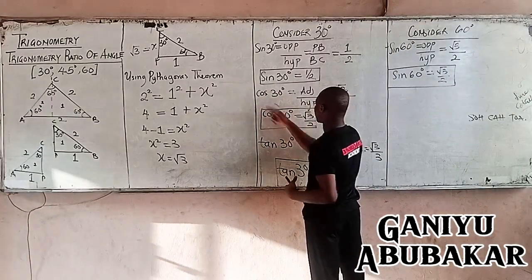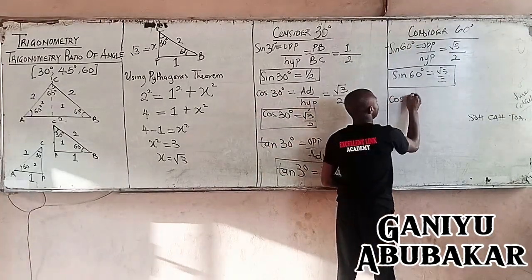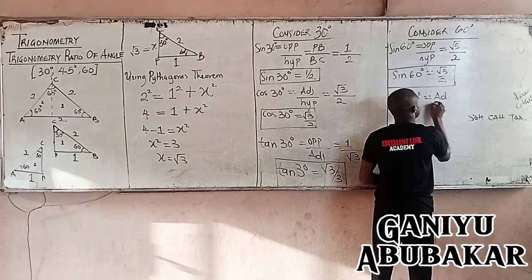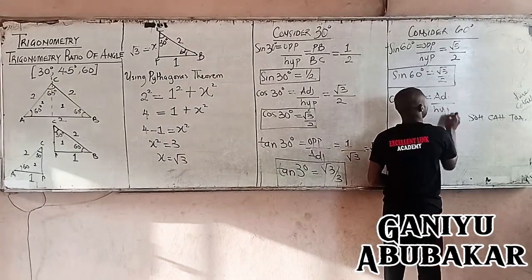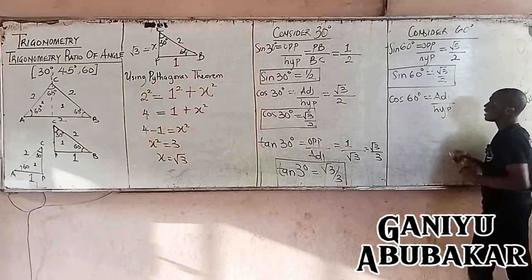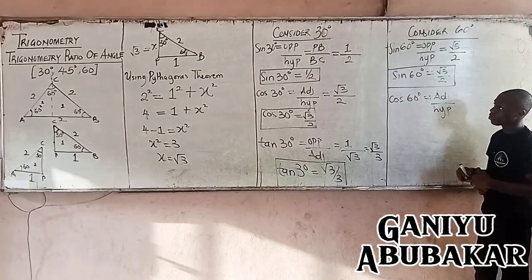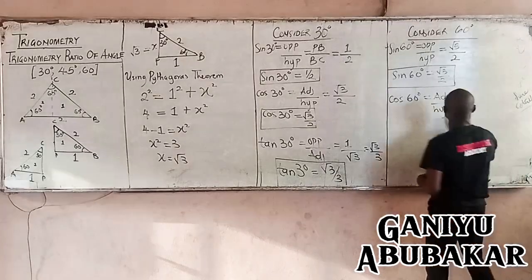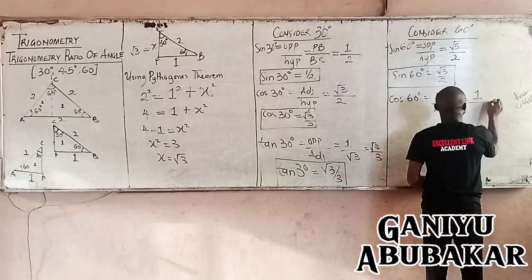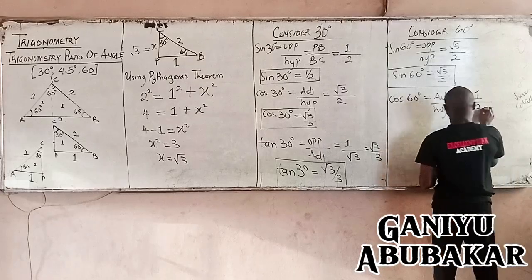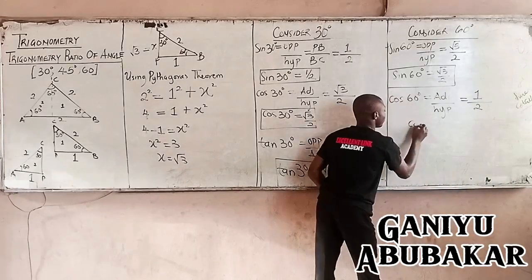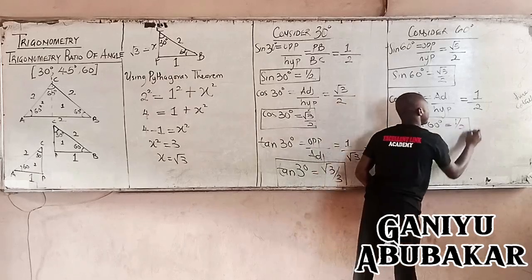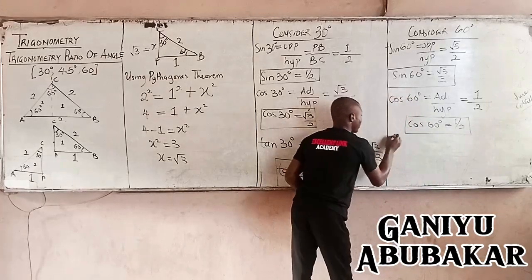Let's consider cos. So I have cos 60 degrees. That will give adjacent over hypotenuse. Please help me check, what's my adjacent if I'm considering angle 60? That's 1. I have 1 all over the hypotenuse, which is 2, always constant. So I'm saying that cos 60 is half, 1 over 2.